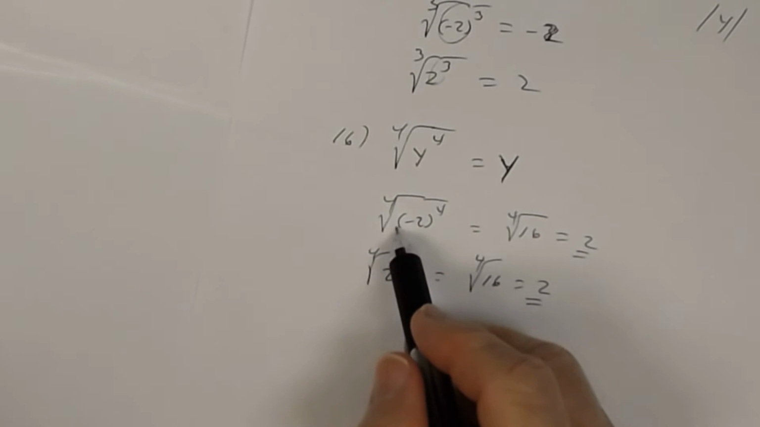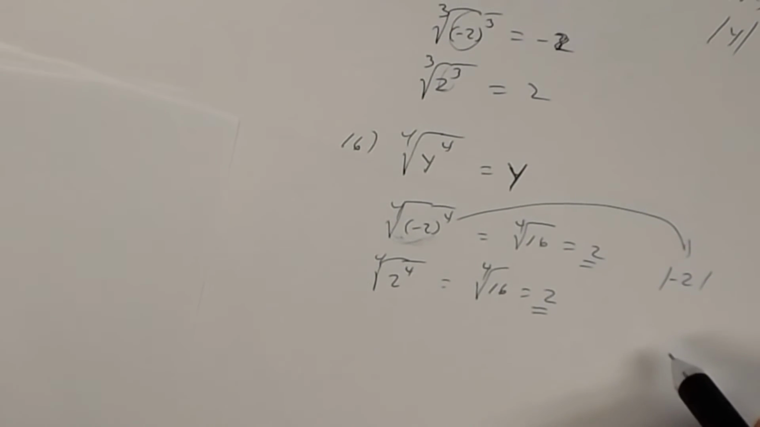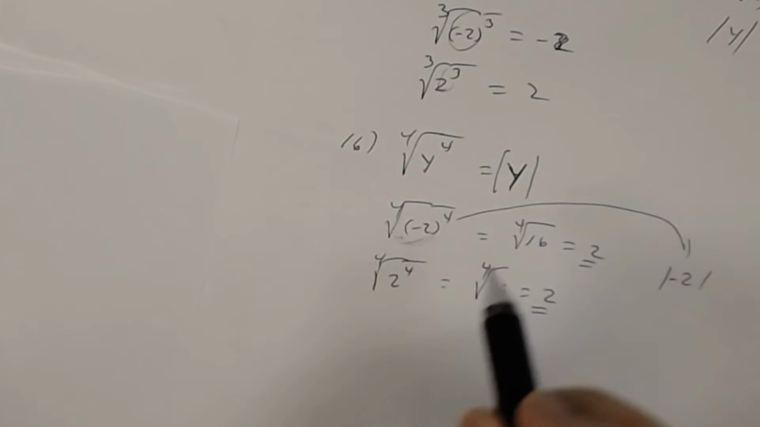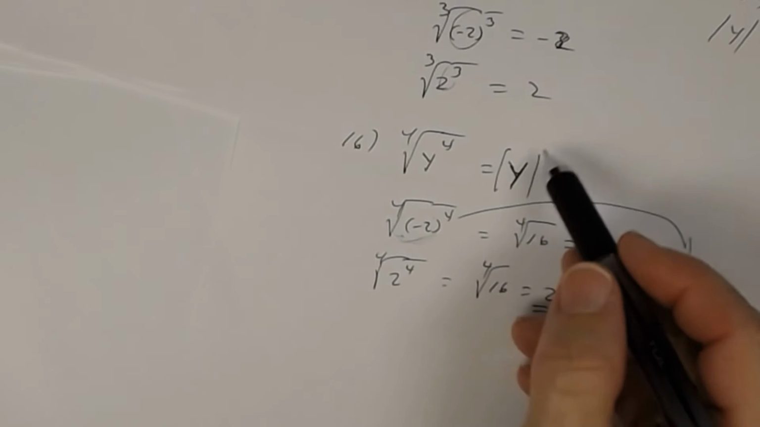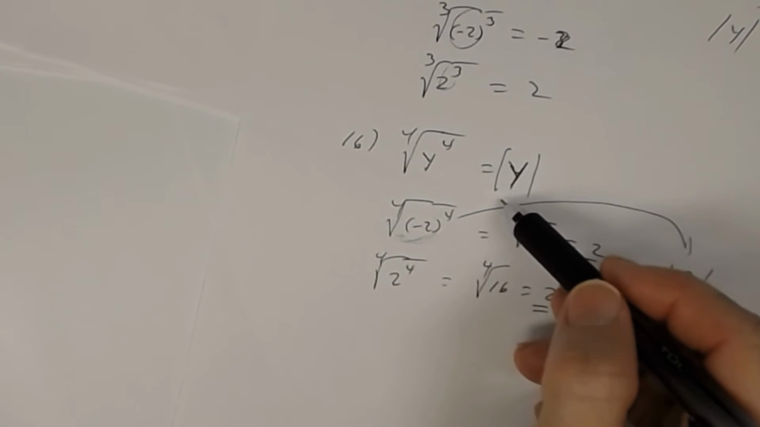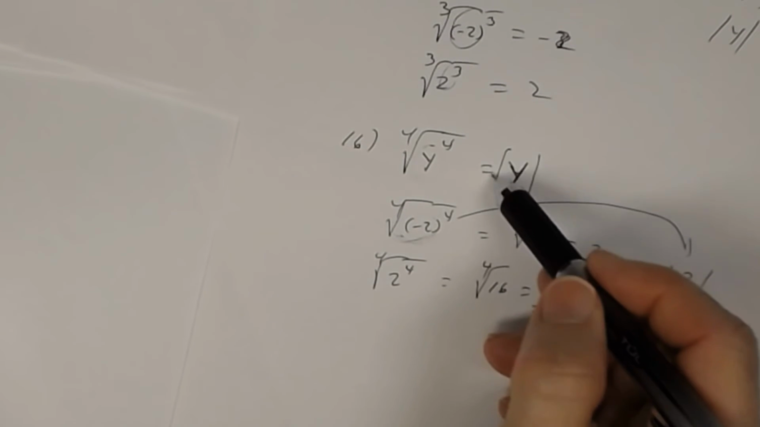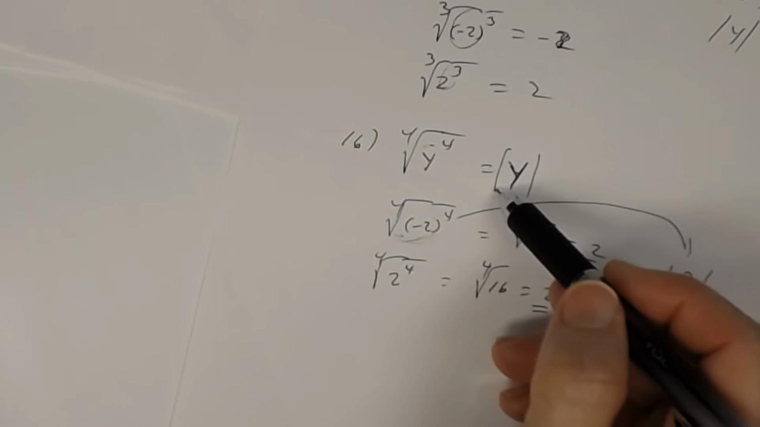Because if you did that, you would say that the answer here is negative 2, and it's not. You have to say the absolute value of negative 2. So you have to put absolute value here, because this has to be a positive number, right? Your answer has to be positive. So if the base is negative and you don't do this, then you're saying the answer is negative.